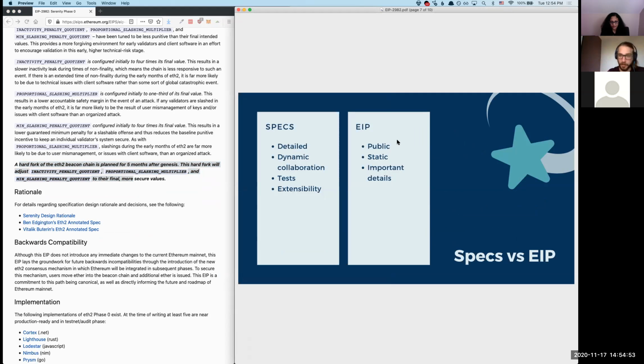Although the specs are public and anyone can participate, the EIP is really more of a public statement. It's a public place. It's static, and it hosts the important details for review. But again, I don't know the relationship between specs and EIPs and what they should be, but this is how we're using it today. We'll see.